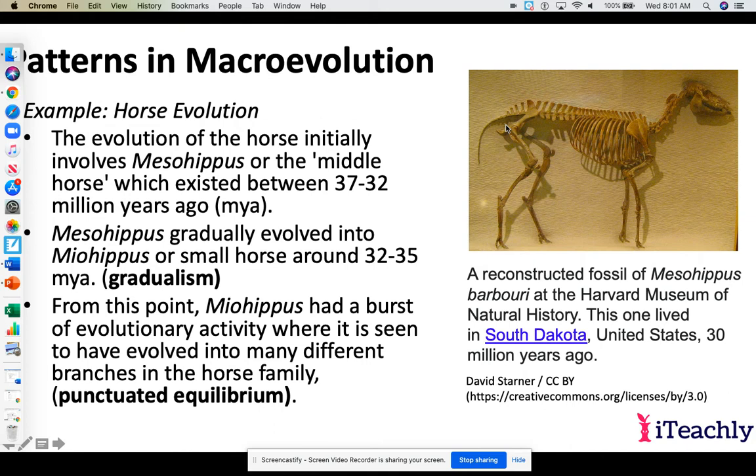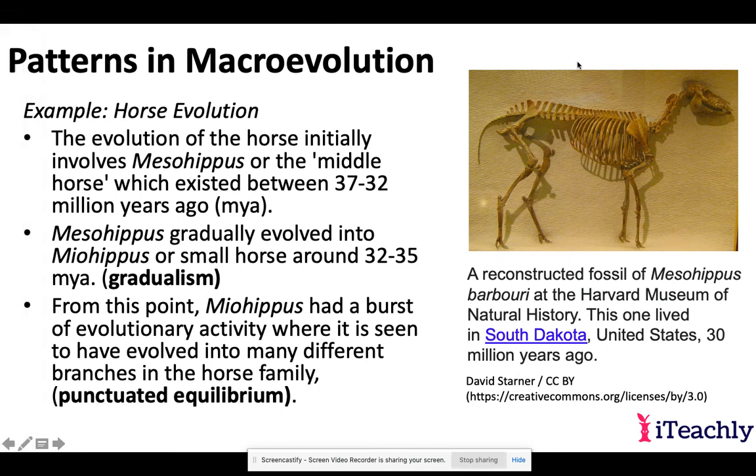And so in the evolution of the horse, we actually see both gradual and punctuated. So from 32 million years ago to 37 million years ago, we really see gradual, slow changes, and then all of a sudden, boom, we see a whole bunch of different changes in the species.